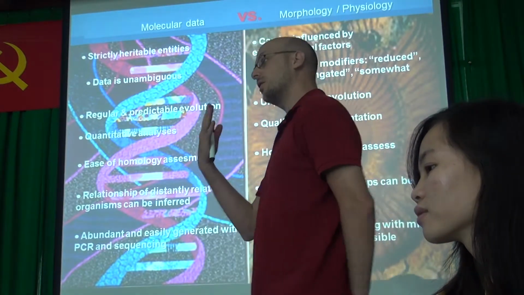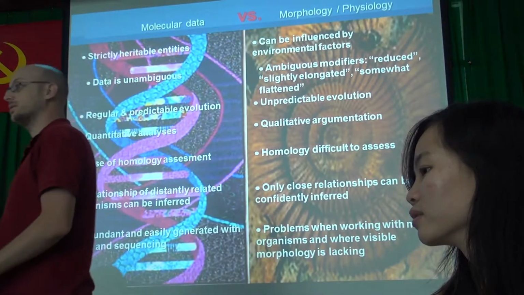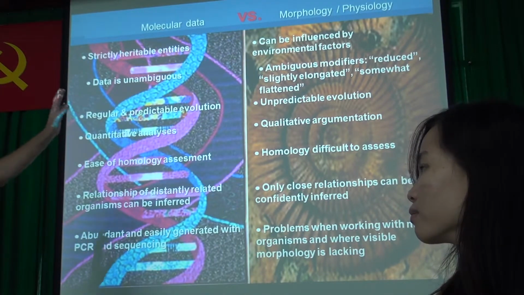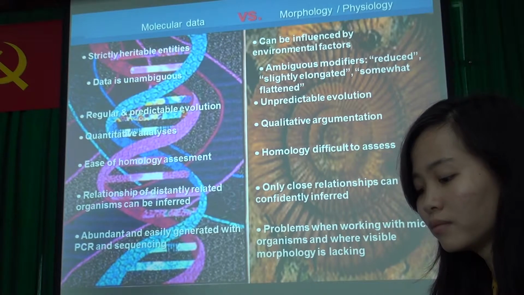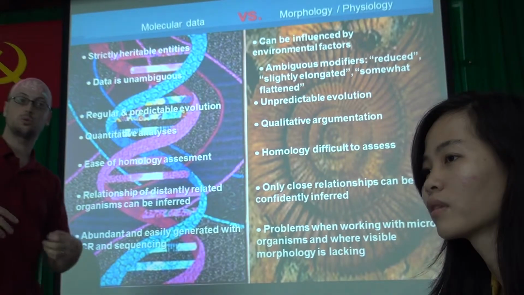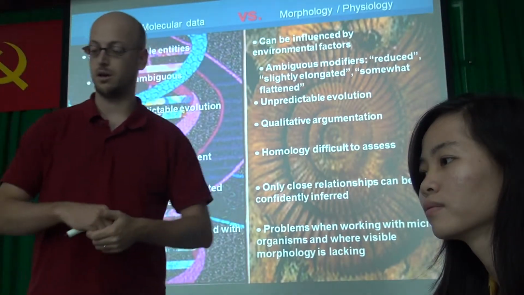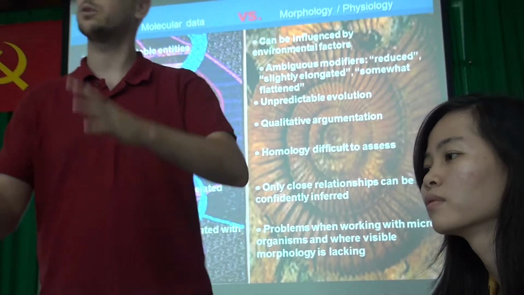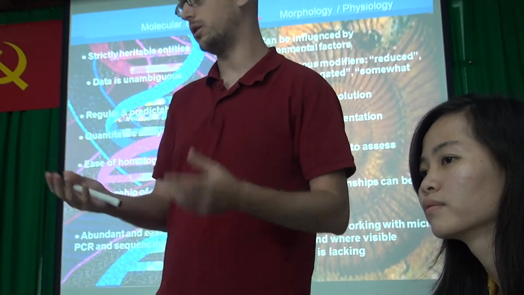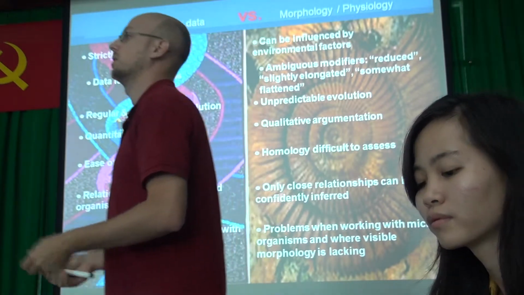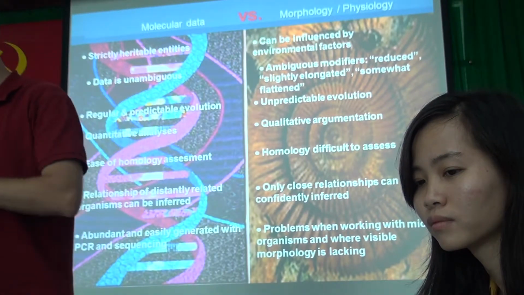So those are some of the reasons why we have stopped using morphology and physiology to infer evolutionary relationships, and we've gone to molecular phylogenetics, meaning using DNA and protein.